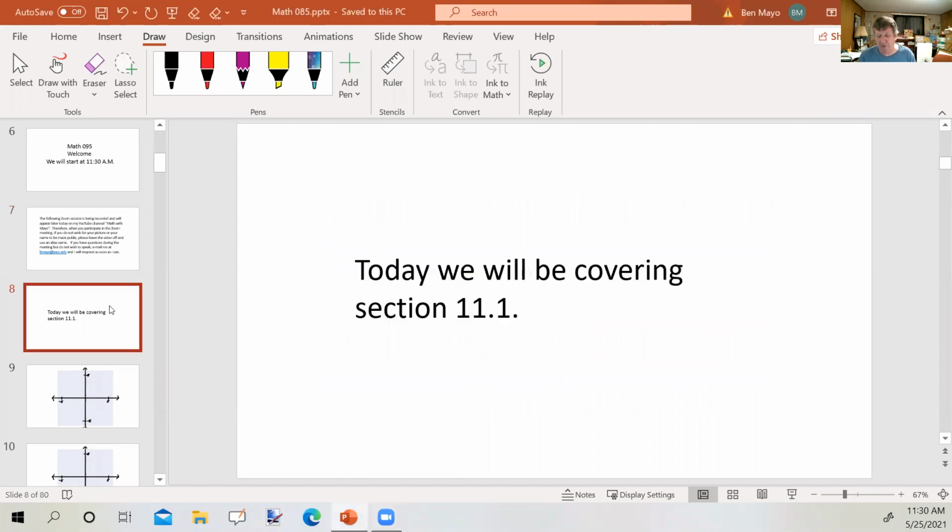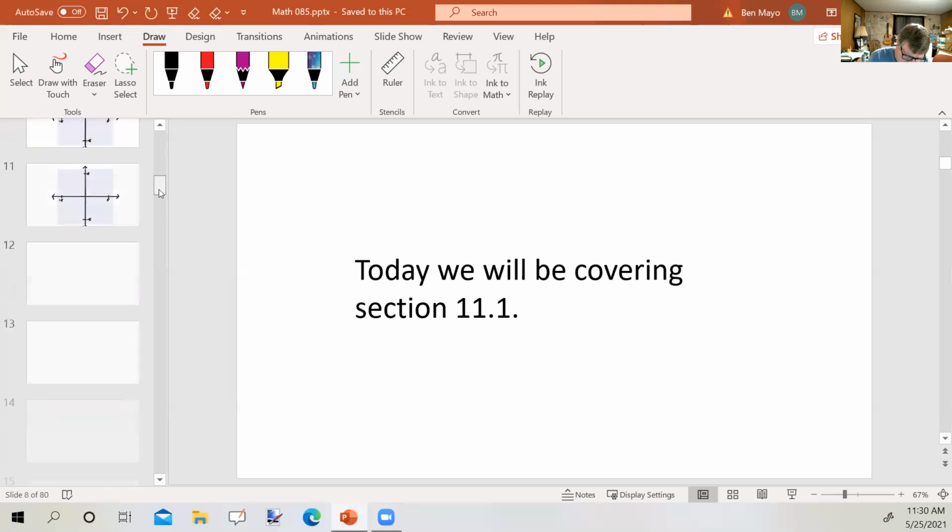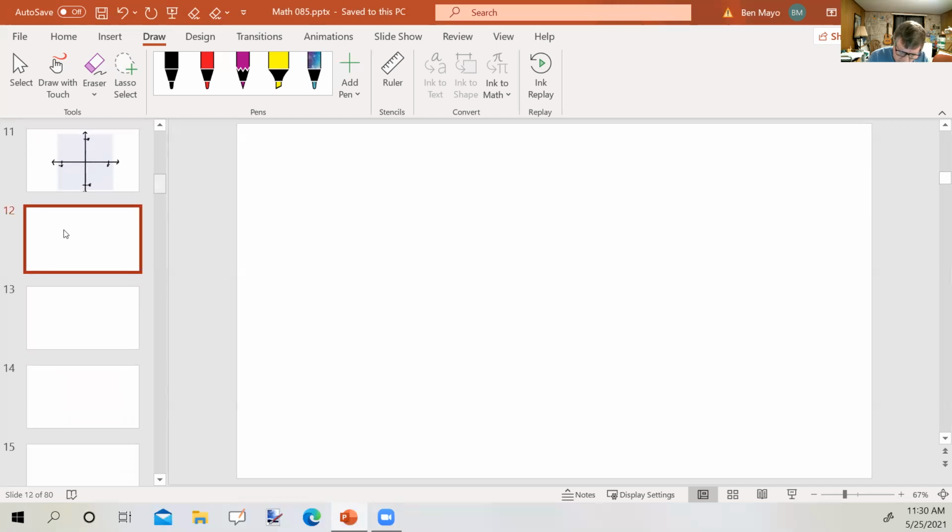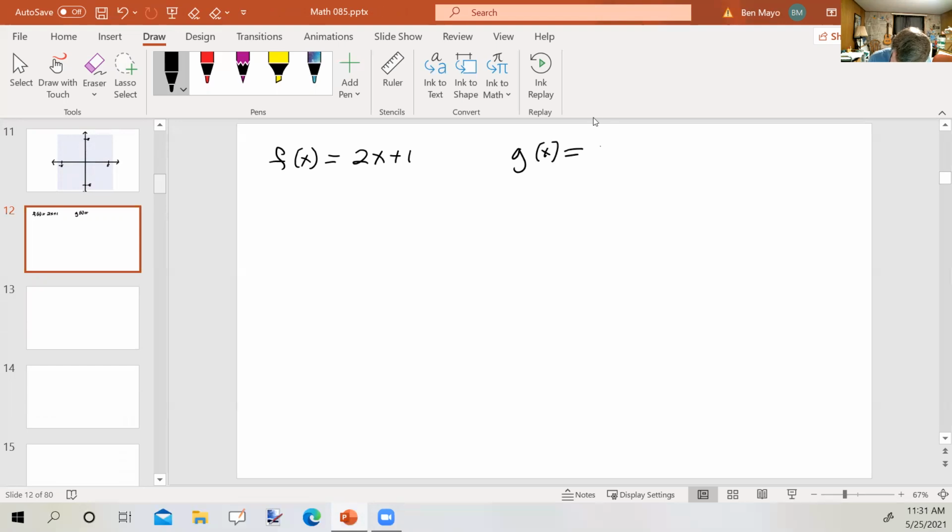All right, so today we start the final chapter this quarter, and we're going to look at section 11.1. And first of all, I want to review how we deal with function notation and how things work. Let's say we have the following function. f of x equals 2x plus 1. And let's say that g of x equals x squared minus 1.